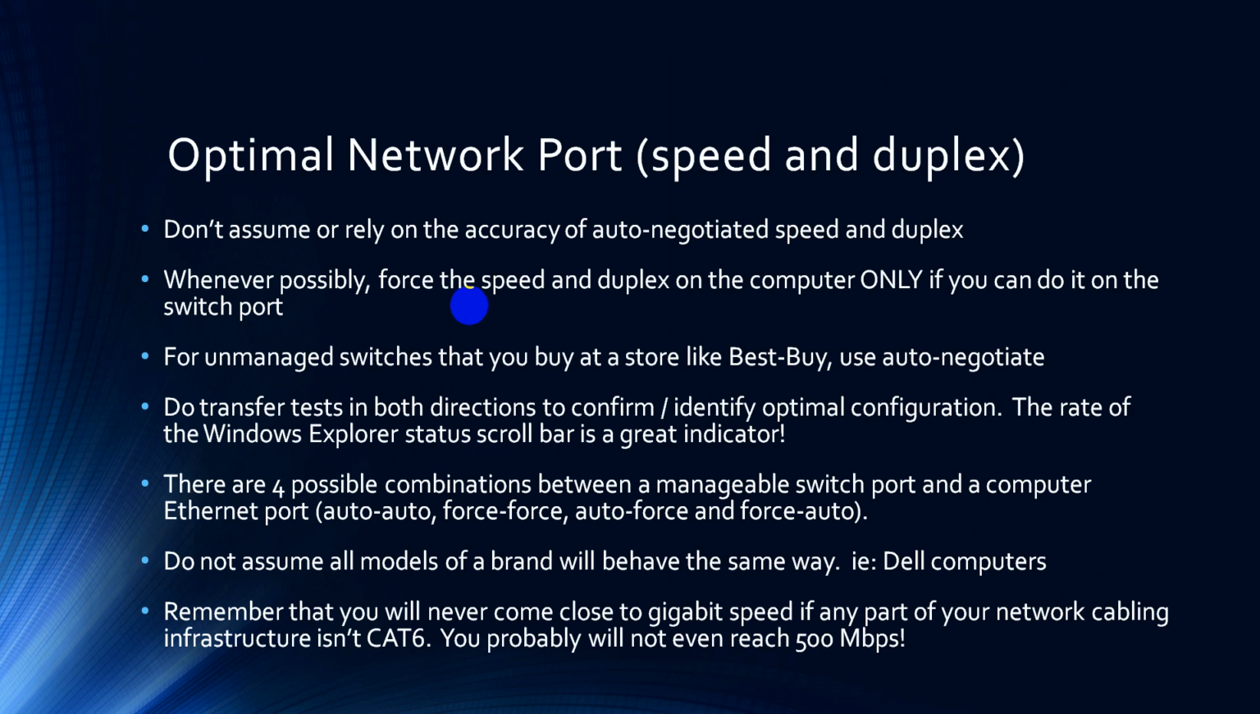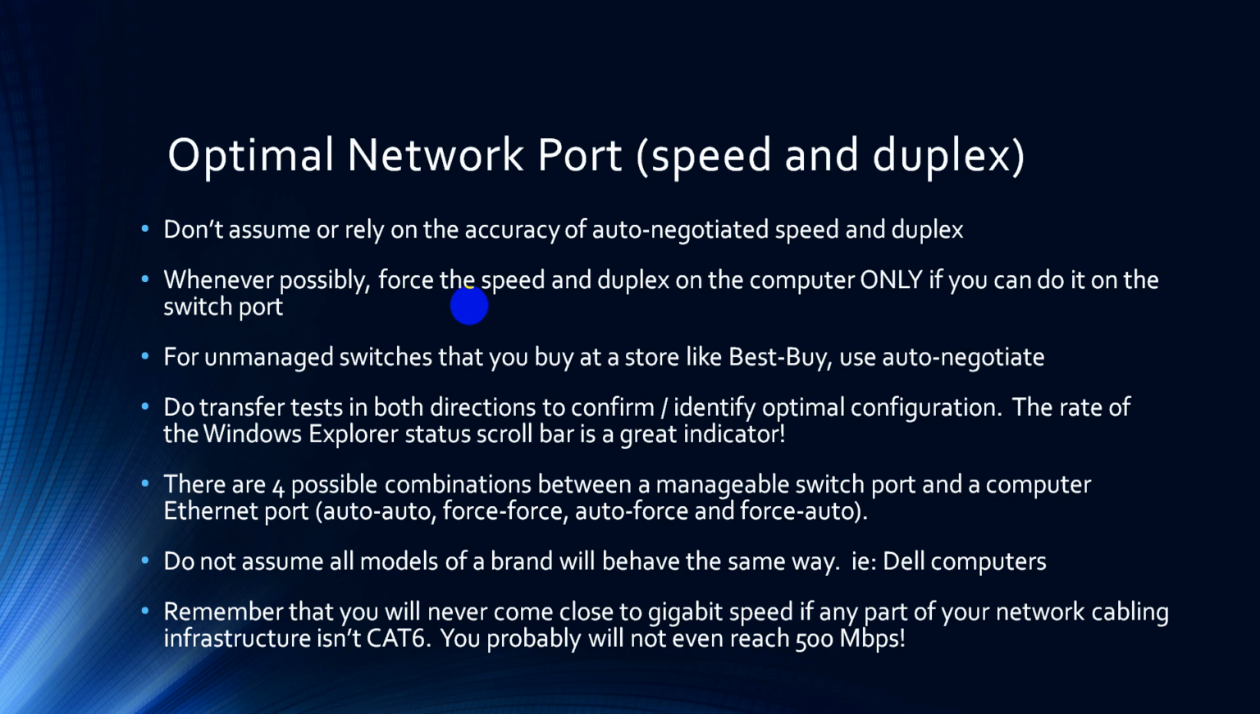This slide here is basically there to highlight the fact that you shouldn't assume or rely on the accuracy of auto-negotiated speed and duplex. I'm saying this because I've seen some weird results where, when you inquire on the device what speed you're at, it says auto-negotiated, but it tells you 100 full duplex, for instance, right? But the performance does not indicate that it's really that. The performance that you're experiencing is a lot slower.